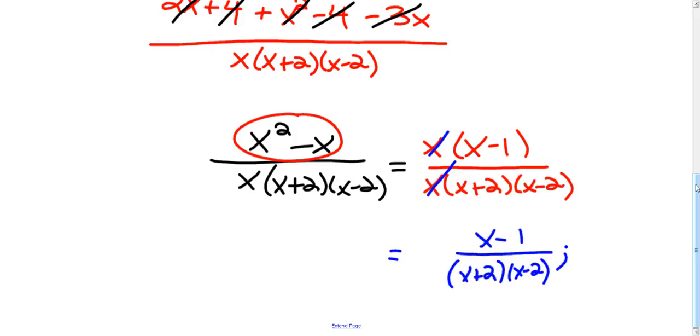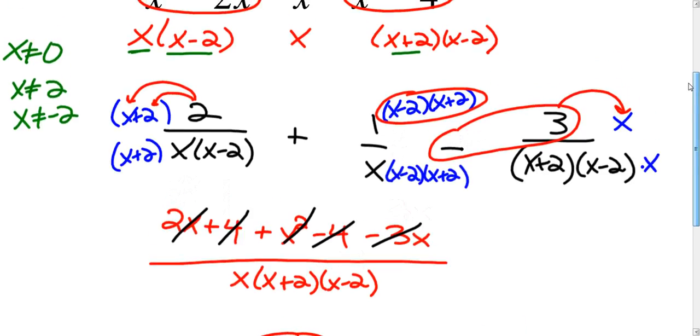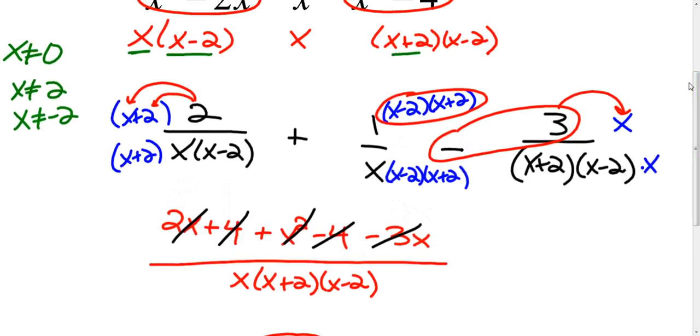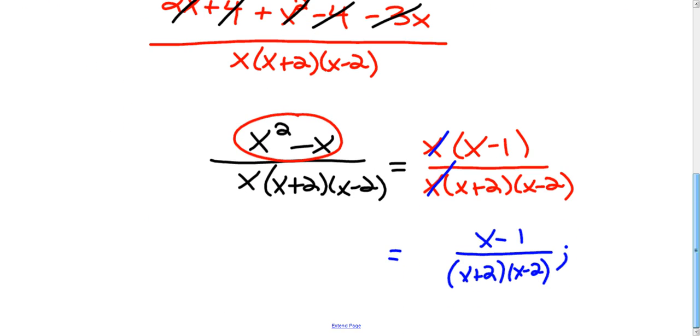Then remember, way at the beginning, we said the things that x couldn't be, and those were these right here. So we need to make sure that we get those in our answers also. x can't be 0, 2, or negative 2.